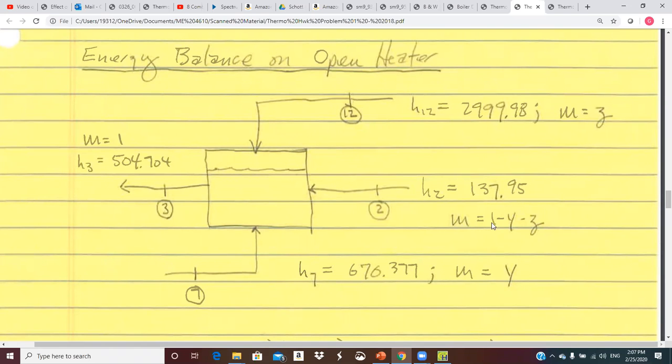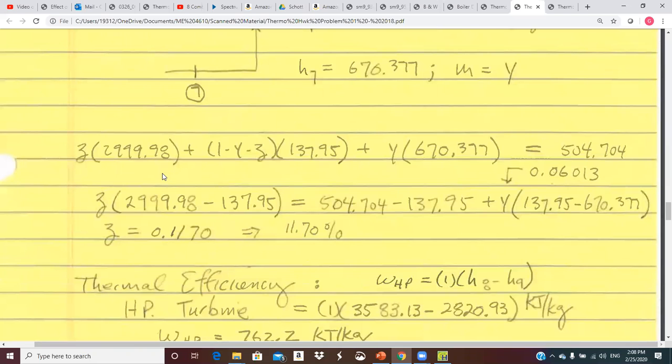This mass fraction is what's coming out of the condenser. This is 1 minus Y minus Z times 137.95. And this is what's trapped back from the closed feed water heater that comes back, and so this mass fraction is Y. So this is Y times 670. It's all put back together here, and so this is a coefficient of 1 times 504.7. And so there you go. Again, summation of innies equals summation of outies.